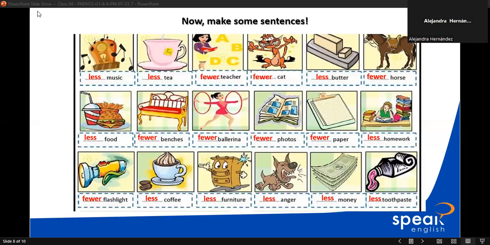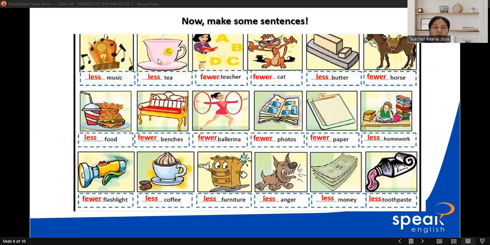Ballerinas, Alejandra. There are fewer ballerina than gym rats. Okay, remember, ballerinas, plural. Next one, let me see, Nicolas. There are fewer photos than cameras. Okay.